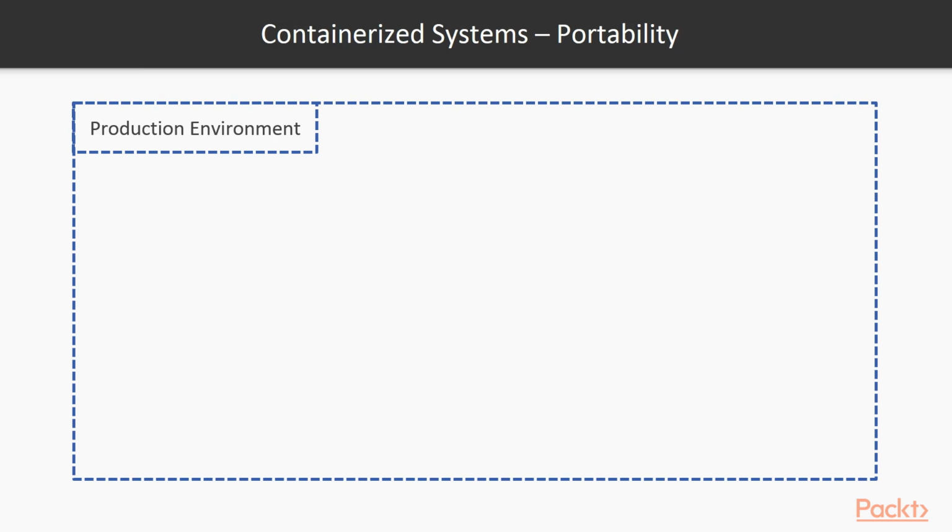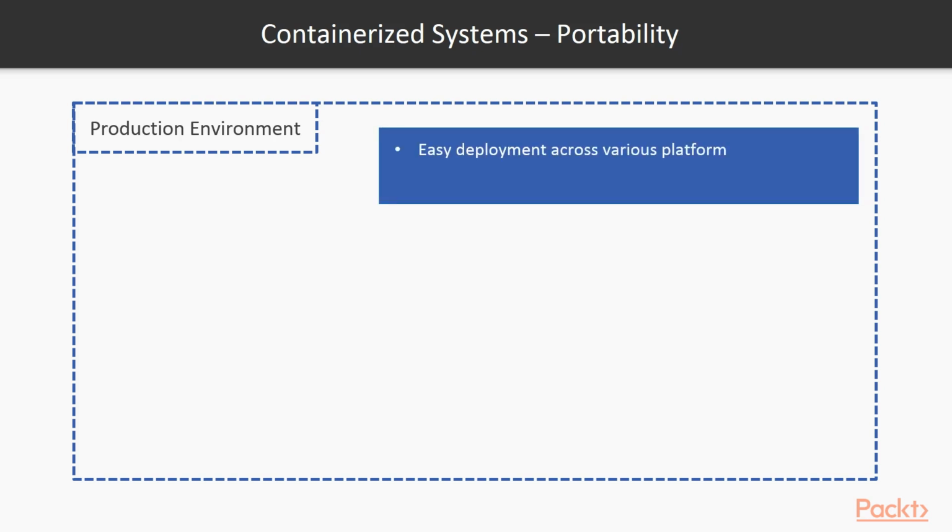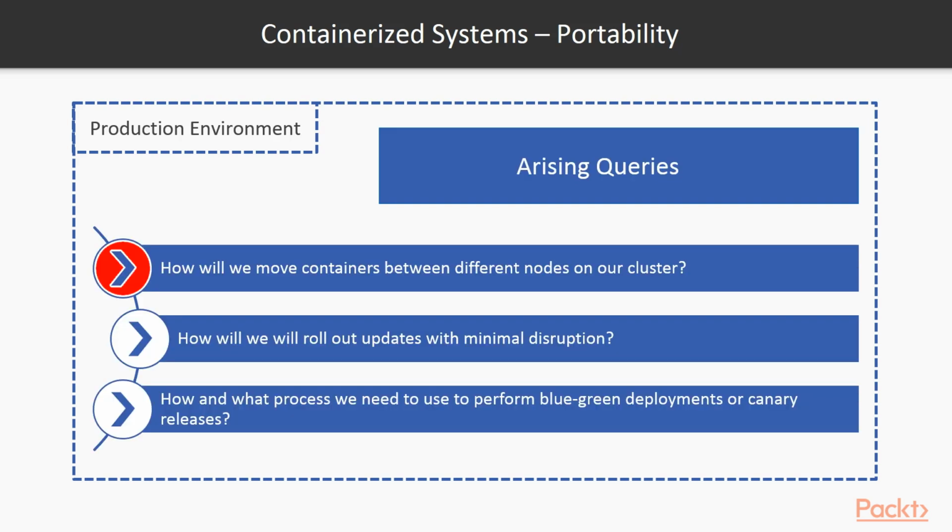Finally, portability is a key factor in moving many organizations into containerization. Docker makes it very easy to deploy a standard container across various operating systems, cloud providers, and on-premise hardware or even developer laptops. However, we still need tooling to move containers around. And so we need to know how we will move containers between different nodes in our cluster, roll out updates with minimal disruption, and what processes we need to use to perform blue-green deployments or canary releases.